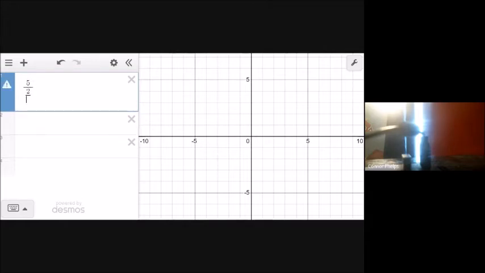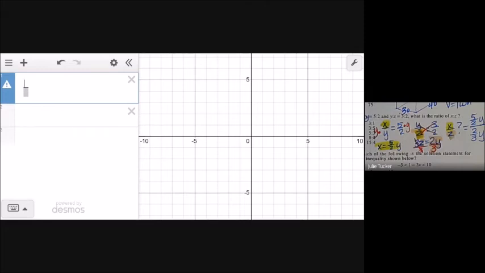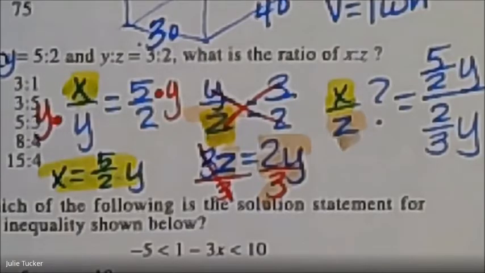Okay, I'm going to go parentheses 5 divided by 2, divided by 2/3. There we go. It says 3.75. Okay, so 3.75, and then look what they gave us.